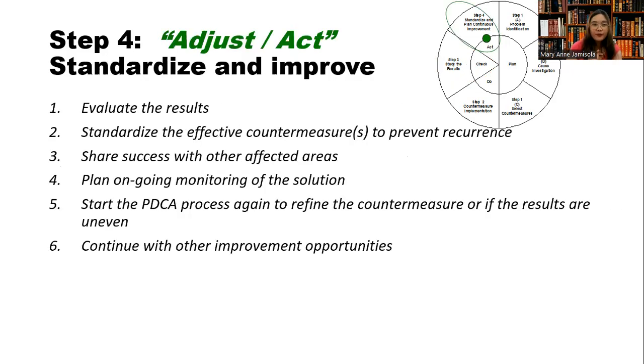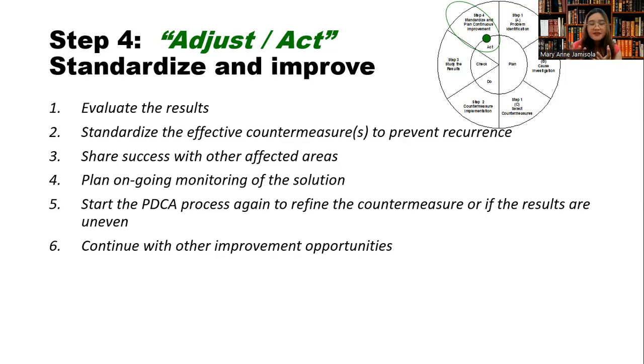And then step 4, which is the last letter in our PDCA, A for act, could also be for adjust. Okay, this is when we standardize and improve our plan. So we need to evaluate the results, standardize the effective countermeasures to prevent recurrence. So if we find out that a specific countermeasure is very, very helpful and effective, we need to standardize the implementation of this one. So we will not forget to implement this. So there will be consistency.